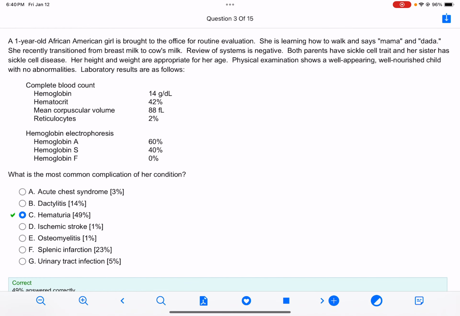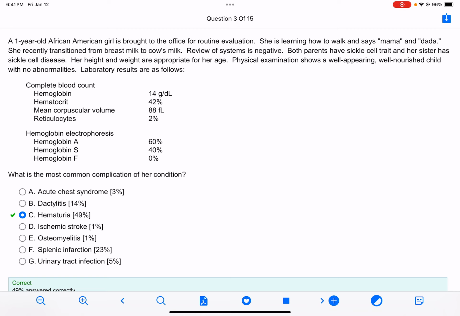So, a 1 year old African American girl is brought to the office for a routine evaluation. She's learning how to walk and says mama and dada. She recently transitioned from breast milk to cow's milk. Review of systems negative. Both parents have sickle cell trait. Not that they are homozygous hemoglobin SS. They have traits, so that means there is a hemoglobin AS. But their other child, her sister, has sickle cell disease. We are not sure if this little kid has it or not.